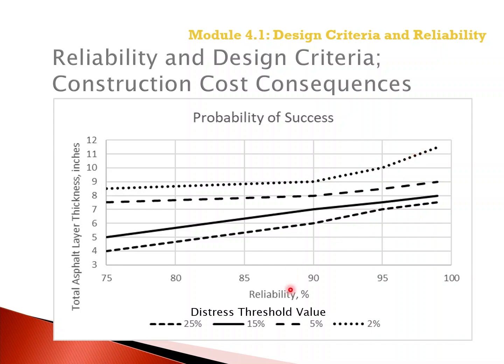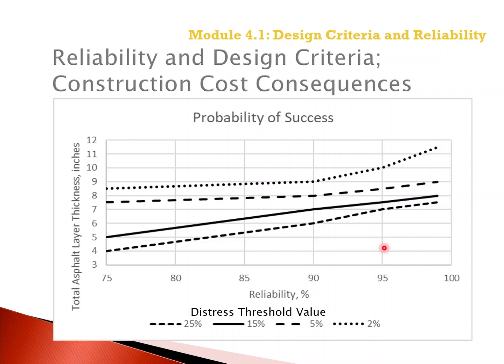And this graph is shown in terms of reliability along the x-axis, going from 75% to 99% at the end here, or the probability of success. So assuming everything is done correctly, for the 99% reliability, we would have a 99% probability of success of our design not exceeding the threshold value.